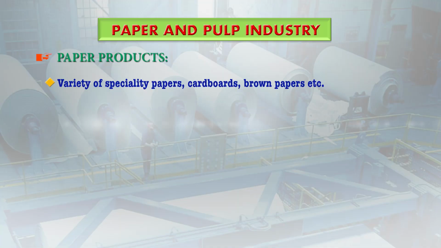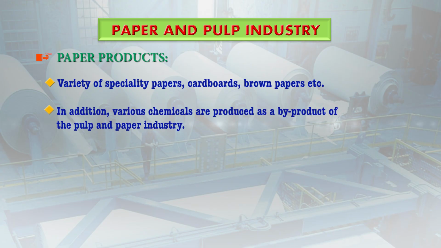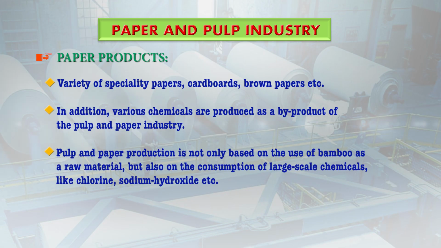Now coming to the paper products, we have a variety of specialty papers, cardboards and brown papers, those going into the manufacturing, as I told you, of calendars, diaries, and also greeting cards and so on. In addition, various chemicals are produced as a byproduct of this industry alone. Paper and pulp production is based not only on the use of bamboo as a raw material, but also on the consumption of large-scale chemicals, like chlorine, sodium hydroxide and so on.